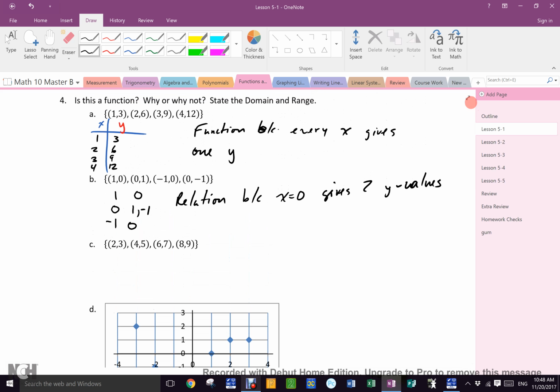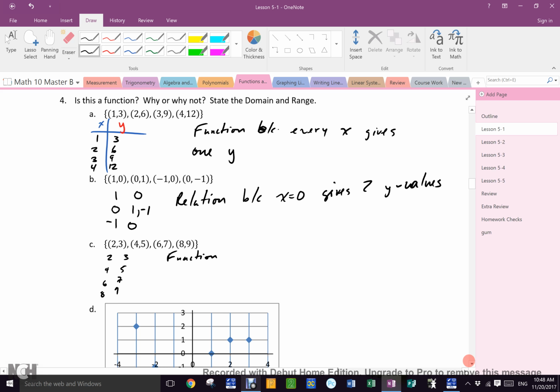And C. What are my x values? 2, 4, 6, 8. What are the y values? What goes with 2? 3, 5, 7, 9. Function or not? Function. Why is it a function? Every x gives 1 y value, yes?